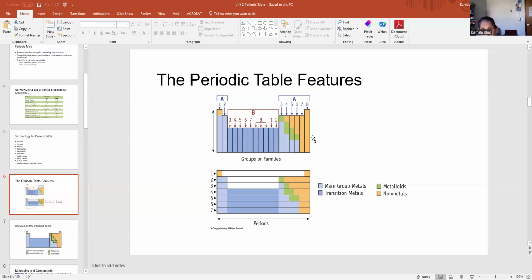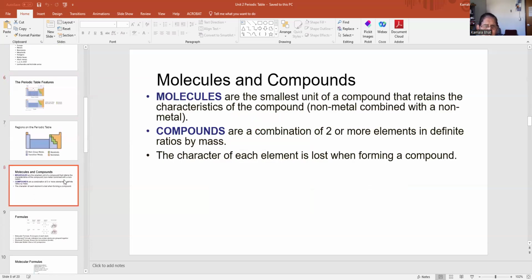And it is a non-metal, because of its difference in reactivity with different elements that are there. Next, molecules and compounds. Molecules are the smallest unit of a compound that retains the characteristic of the compound. And it can be a result of a non-metal combined with a non-metal. Compounds are a combination of 2 or more elements in definite proportion or ratios by mass. The character of each element is lost when we form a compound.